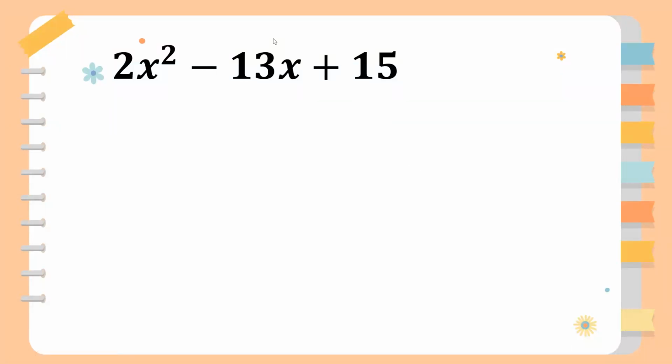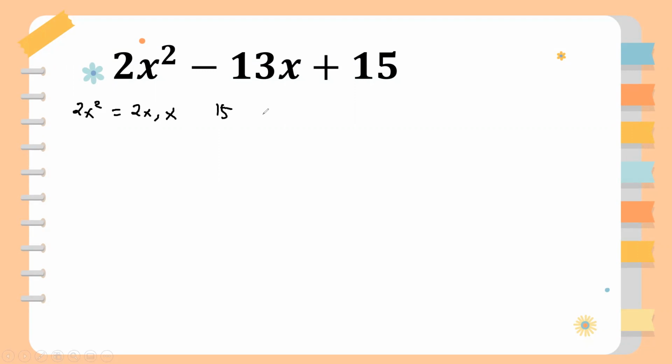We have 2x squared minus 13x plus 15. So, we have here a negative middle term. So, unang gagawin, we get the factors of the first term, 2x squared. So, ano-ano yon? We have 2x times x. And then after that, ito namang last term natin, 15. So, we have to get the factors of 15.